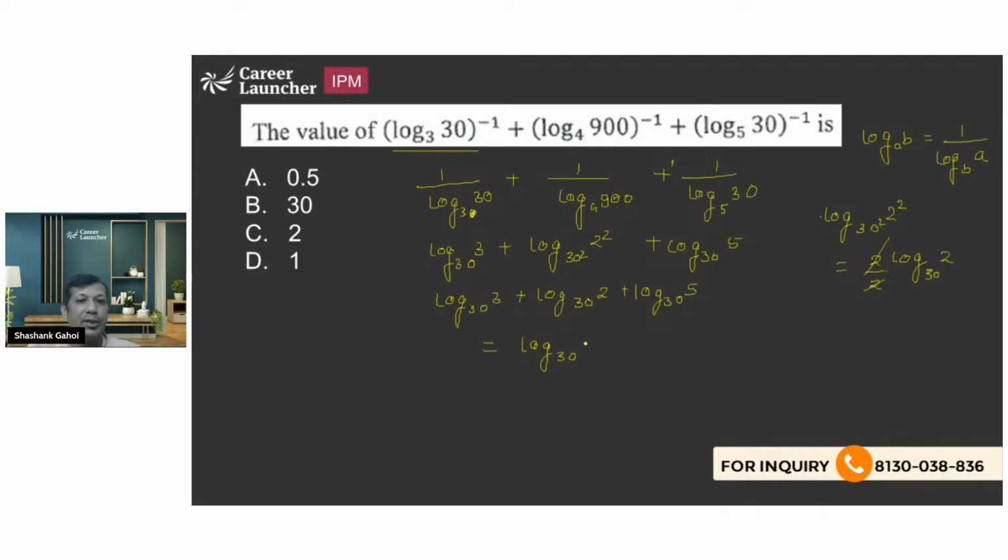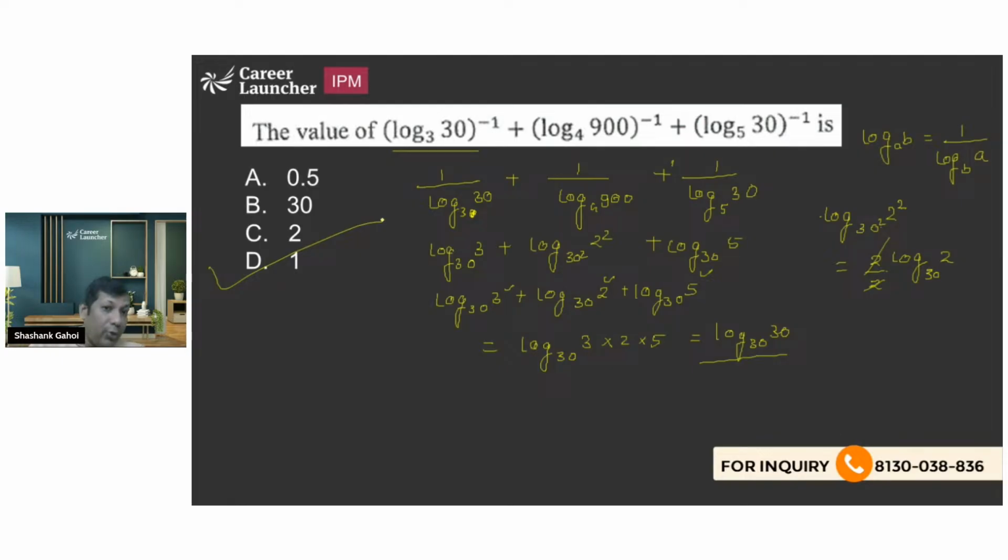सो लॉग बेस 33 into 2 into 5, again all bases are same and all values are being added. So basically internal values are going to be multiplied, so it is going to be log 30 and 30. So value comes out to be 1. So answer of this question is going to be option 1.